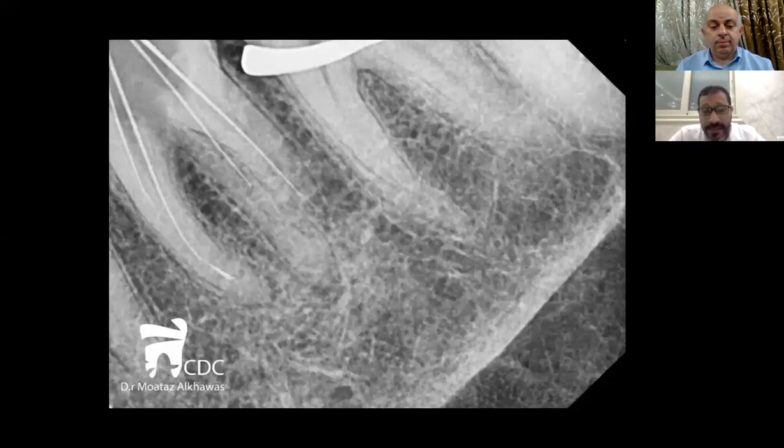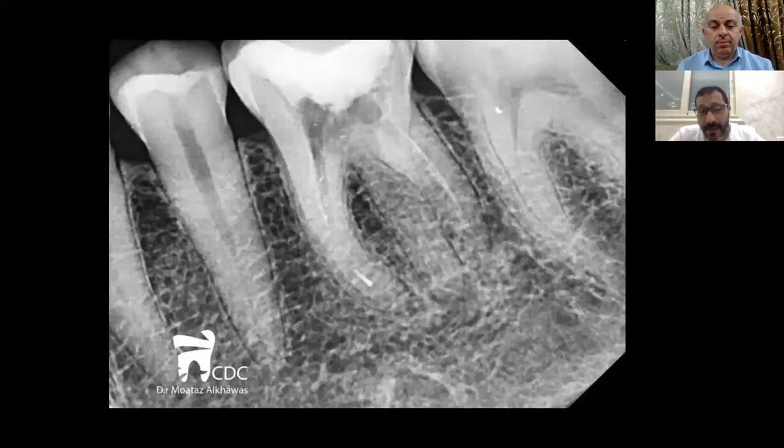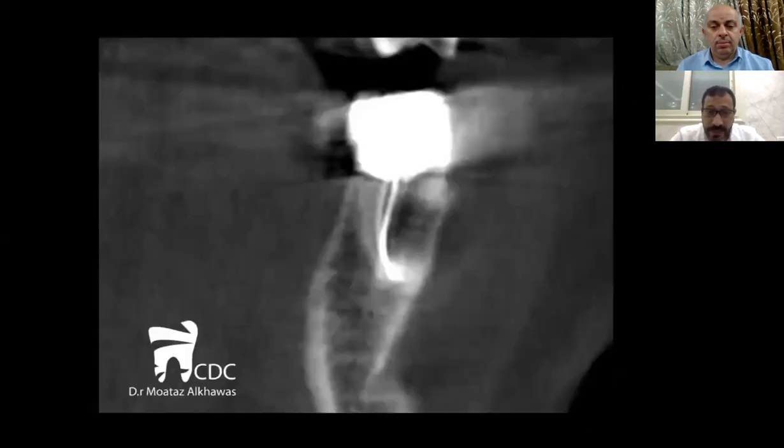Actually, in this case, I did a bypassing of the silver point because I found there is an apical curvature in the buccolingual direction. That's why I chose the bypassing of the root canal system. As we see, this is the cone beam CT. There is an abrupt curvature in the buccolingual direction.